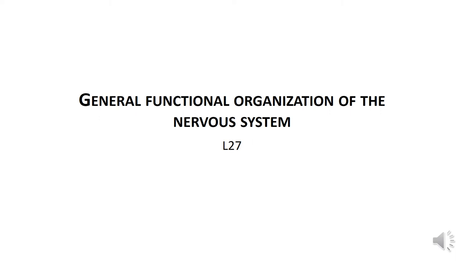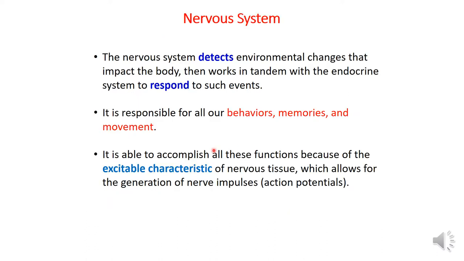General functional organization of the nervous system. The nervous system detects the changes in the internal or external environment, and it produces response with the endocrine system. Also, it is responsible for production of our behavior, memories, and the movement.